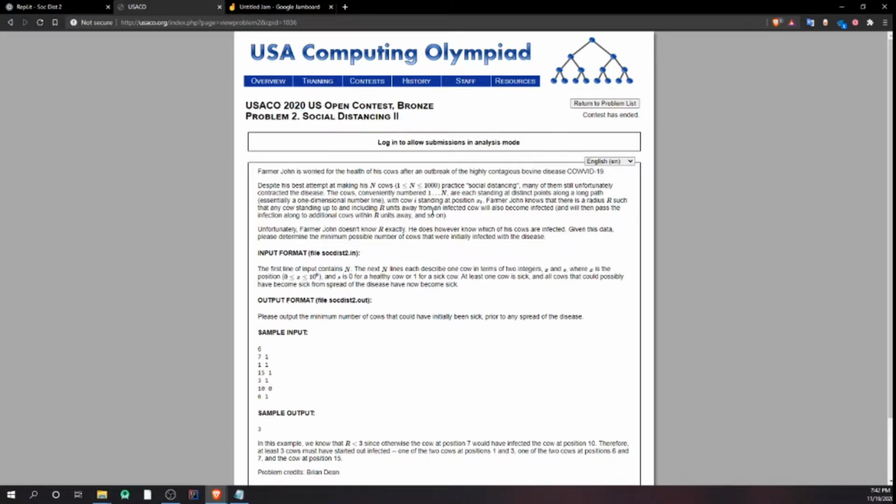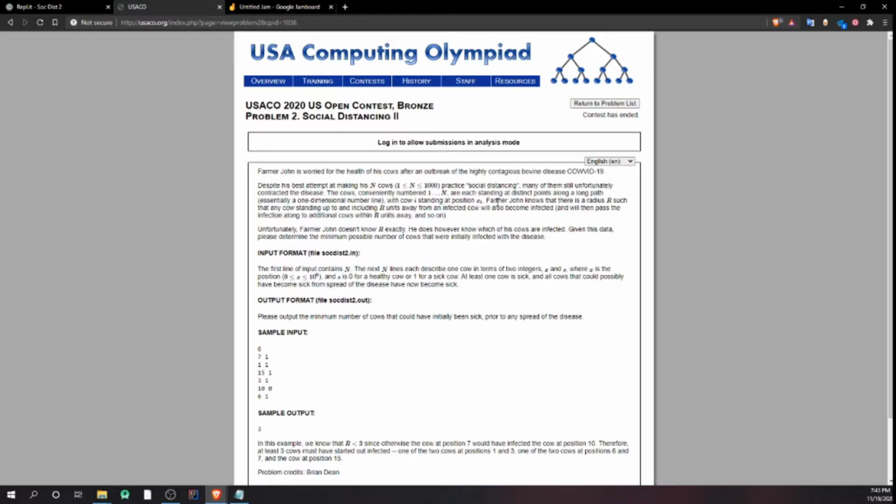Farmer John is worried for the health of his cows after an outbreak of a highly contagious bovine disease, COVID-19. Notice the pun, COVID-19. Despite his best attempts at making N cows practice social distancing, many of them unfortunately contracted the disease. The cows are conveniently numbered 1 through N, and are each standing on distinct points along a long one-dimensional number line, with cow i standing in position x_i. Farmer John knows that there is a radius R such that any cow standing up to and including R units away from an infected cow will also become infected, and then pass the infection along to additional cows within R units, and so on.